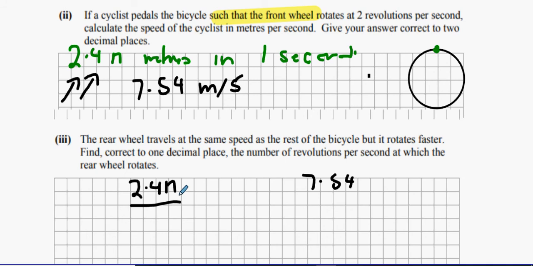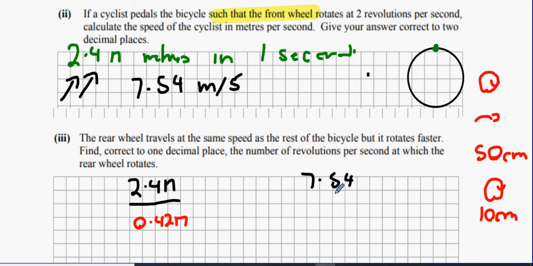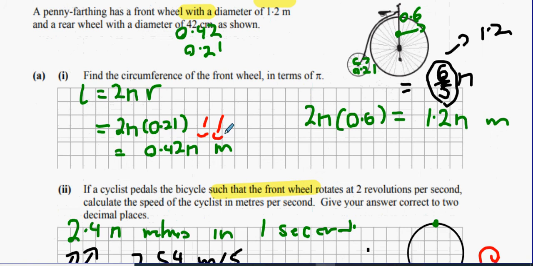Now, what I suggest is what's called a simplification technique, right? If the big wheel spins 50 centimeters every rotation, and the small wheel does 10 centimeters every rotation, how many rotations of the small wheel would be equal to the big wheel? Yeah, you just divide the distance covered by the big wheel by the circumference of the smaller wheel. So what's the circumference of the smaller wheel? We have it up here, 0.42 pi, is it? No, we got 0.42.